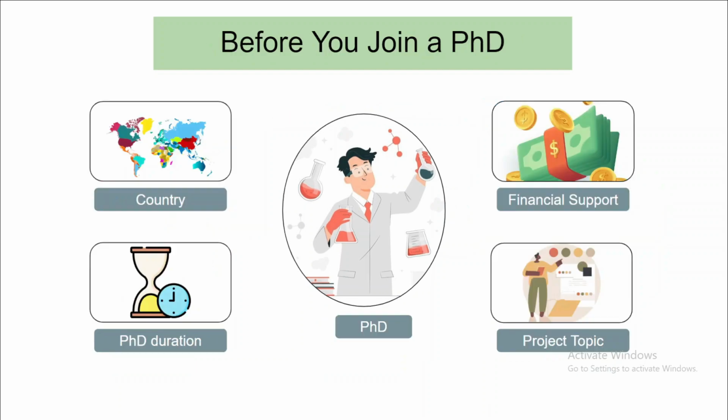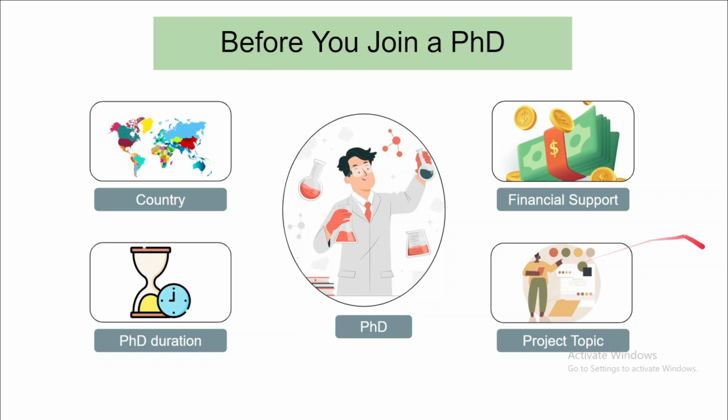So let's take an example. What you have to do before you join a PhD, what are the important factors? It totally depends on many factors: which country you are going to pursue your PhD in, and what the duration of your PhD is, because in many countries the duration of a PhD is 3 to 4 years. In other countries it might be 7 to 8 years. So you have to look at those things also.